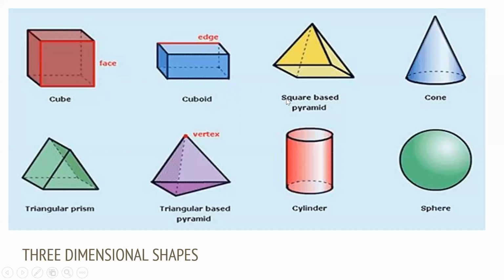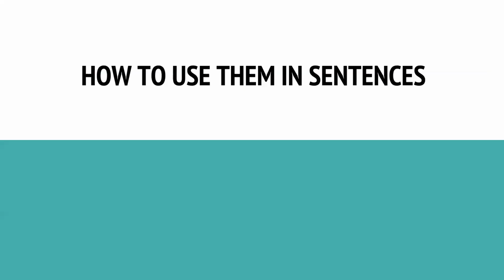cuboid, square-based pyramid, cone, triangular prism, triangular-based pyramid, cylinder, and also sphere. Those are only a few examples of three-dimensional shapes. Okay, now you know the examples of one, two, and three-dimensional shapes. Now let's move to the next step, which is how to use those vocabularies in sentences.